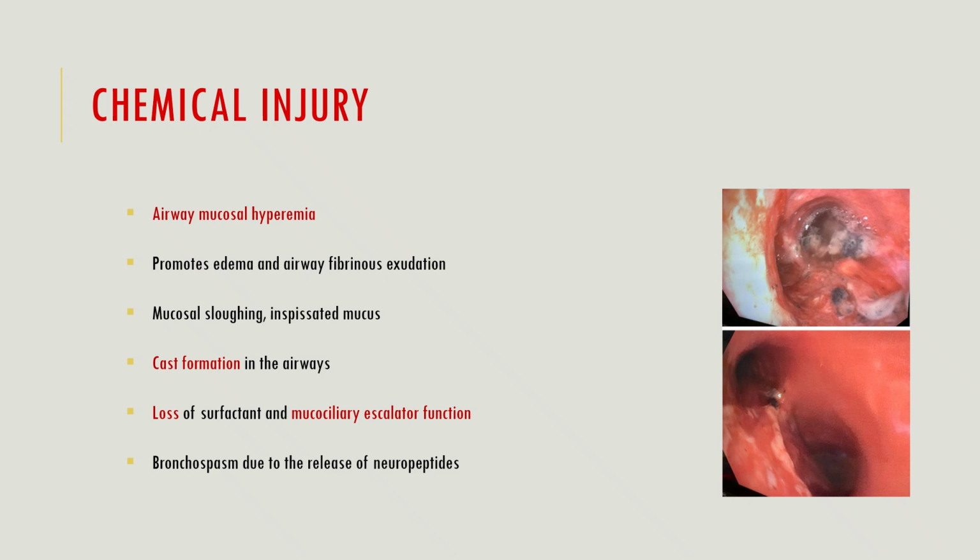Both airway hyperemia and edema in the lower respiratory tracts promote the release of fibrinous exudate in the airway. And in addition, there is mucosal sloughing and there is inspissation of mucus. All of these factors work together to form casts in the airway. And then there is loss of surfactant and mucociliary escalator function. In addition, there is bronchospasm due to release of neuropeptides.